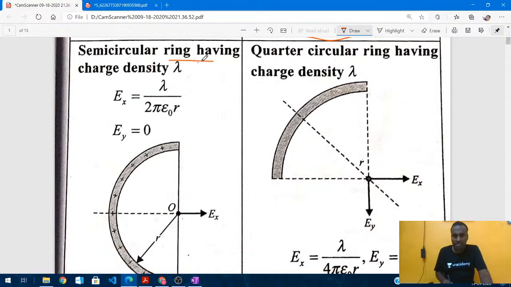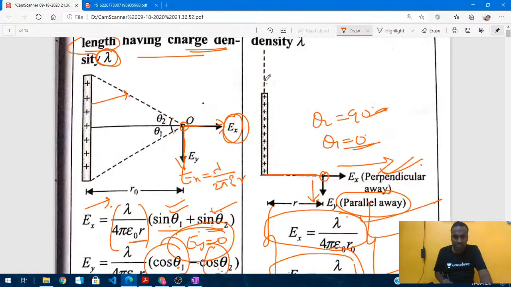So, semicircular ring having a charge density. Some students were asking me about this formula derivation. Definitely I'll explain, students. Over here, you need to take a small element. I will just give you an overview of how to do it. In general, for a continuous charge distribution, you need to take a small elementary part.